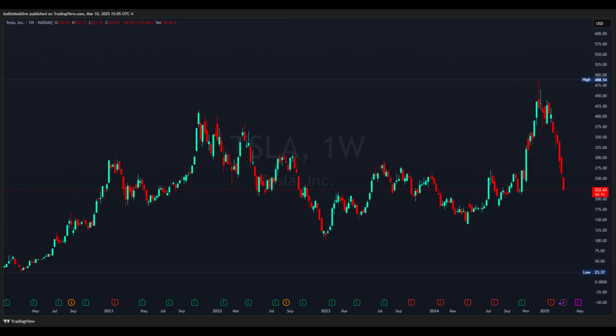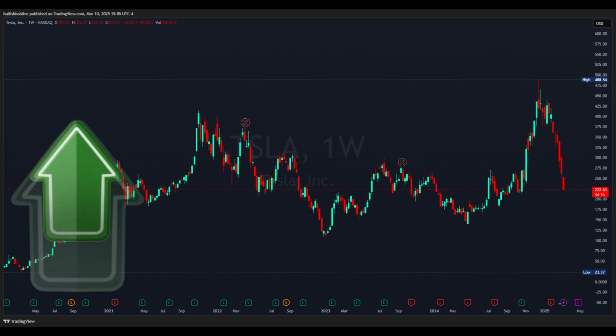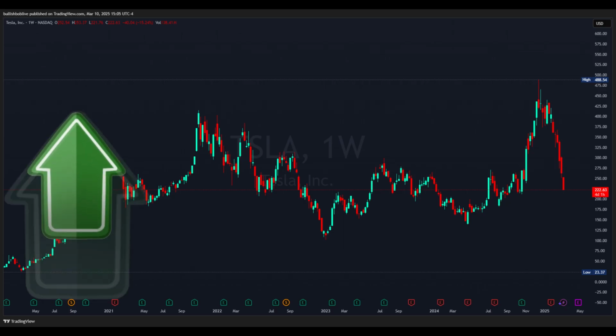Even in a downtrend, a stock will present multiple opportunities for temporary reversals, often referred to as bounce plays. While these bounces may not signal a full trend reversal, they can provide short-term swing trade opportunities, sometimes yielding profits within just a few days.